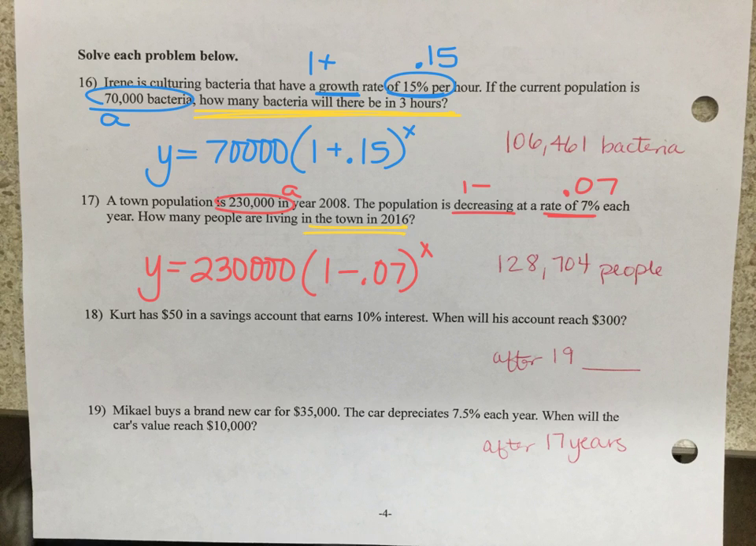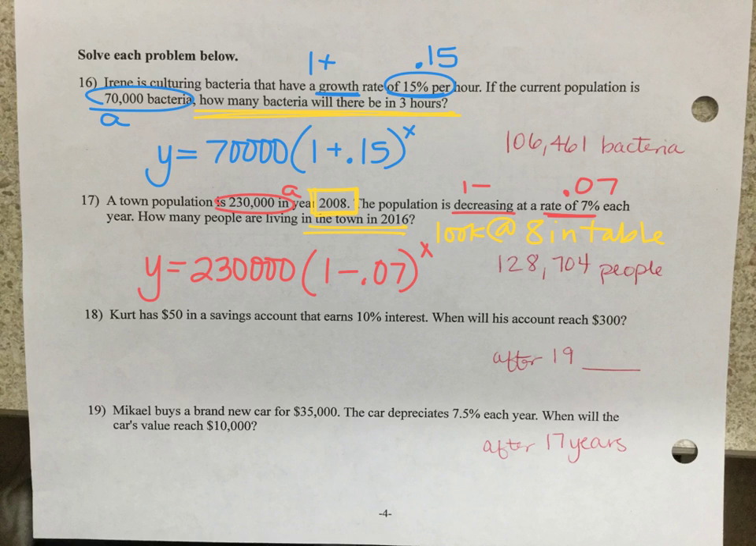On this one, though, pay attention. If you're starting in 2008 and you're going to 2016, you want to look at 8 in the table, because that's how many years have passed. You can't look at 16. You want to look at 8.